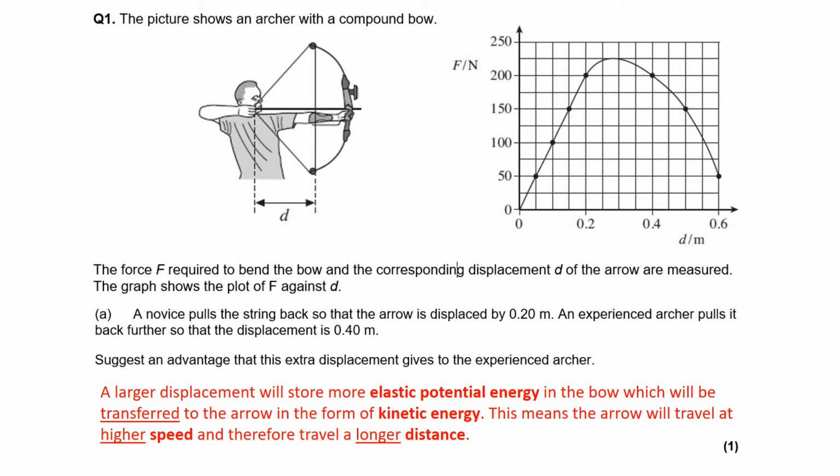So this is where the arrow gets its energy from. So if you store more energy in the bow, the arrow is going to leave with a higher kinetic energy, and that's going to mean it's traveling at a higher speed, and it will end up traveling a longer distance before it hits the ground, or will apply a bigger force to the target, something along those lines. Those would all qualify as advantages.